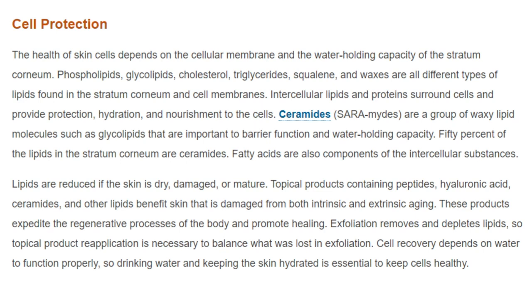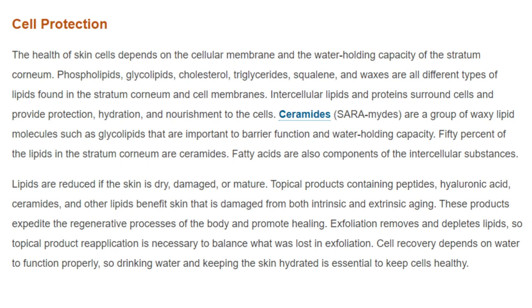Cell protection. The health of skin cells depends on the cellular membrane and the water-holding capacity of the stratum corneum. Phospholipids, glycolipids, cholesterol, triglycerides, squalene, and waxes are all different types of lipids found in the stratum corneum and cell membranes. Intercellular lipids and proteins surround cells and provide protection, hydration, and nourishment to the cells. Ceramides are a group of waxy lipid molecules such as glycolipids that are important to barrier function and water-holding capacity. 50% of the lipids in the stratum corneum are ceramides.